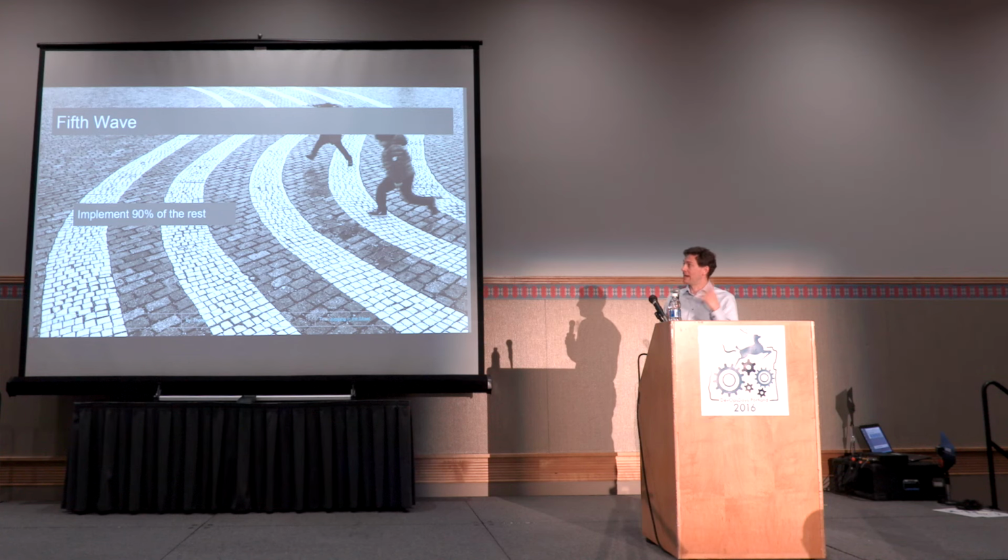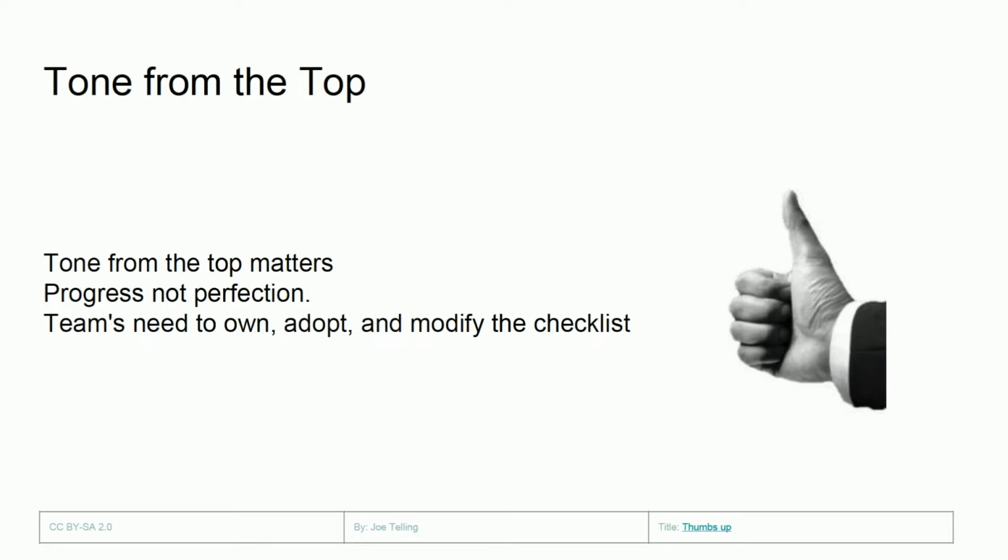And in the book, I have 93 checklist items. So if this is at all interesting, you can go and get the book, and I'll walk through all the different checklist items, and you can pick out the ones that you like and the ones that you don't.